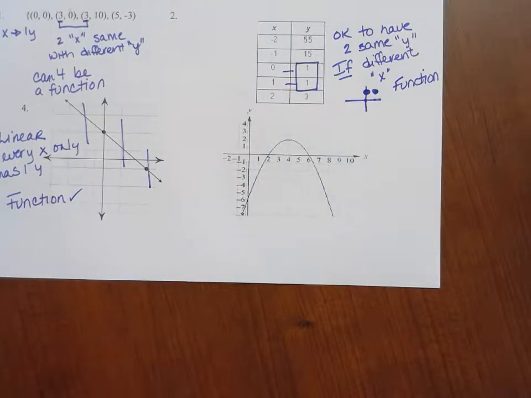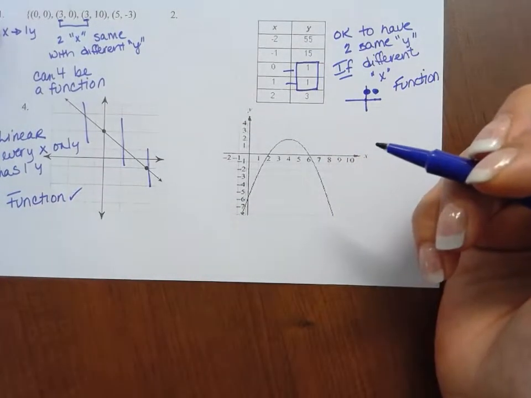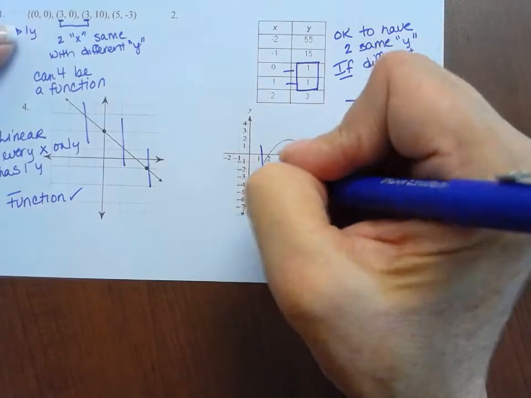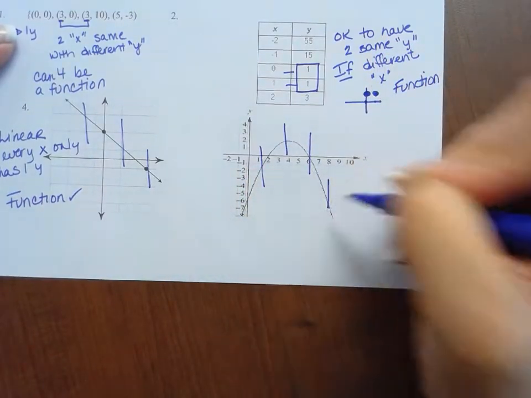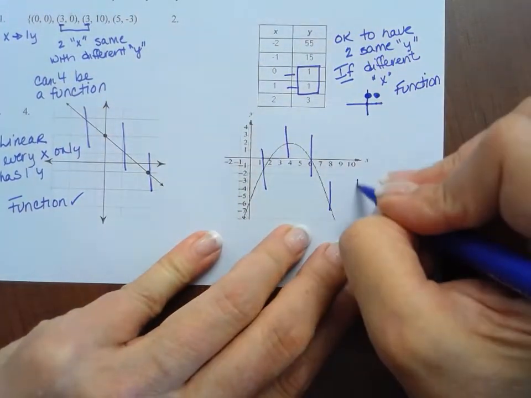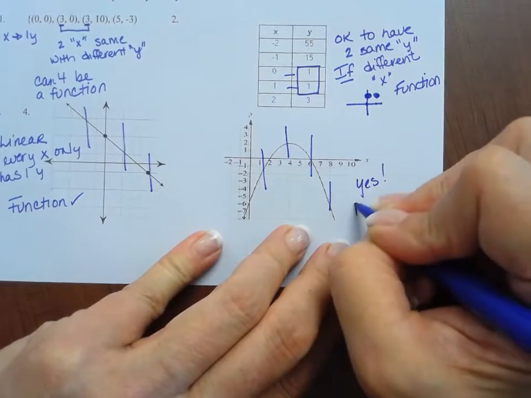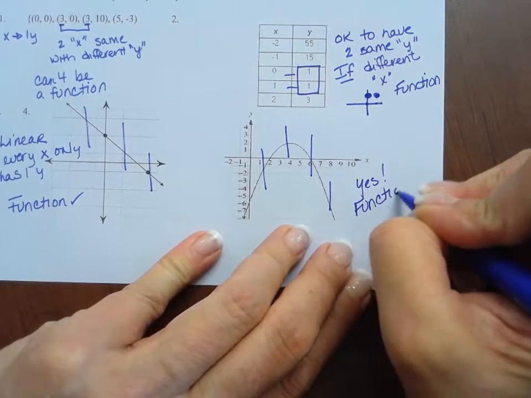All right, number 4. What do you think on number 4? It is. Do you agree? Because if I do a vertical line test anywhere, so I agree. Yes, it's a function. Awesome.